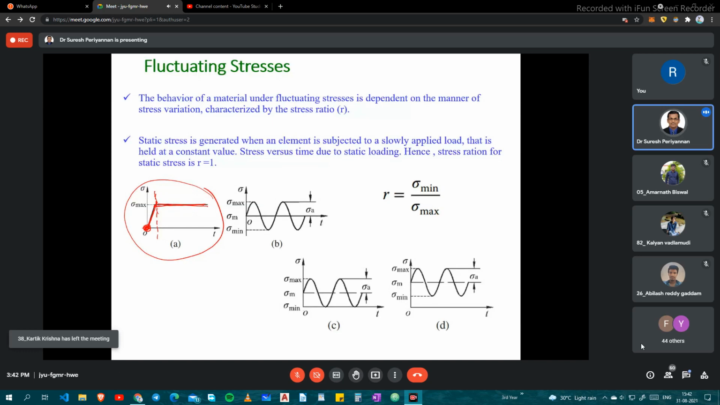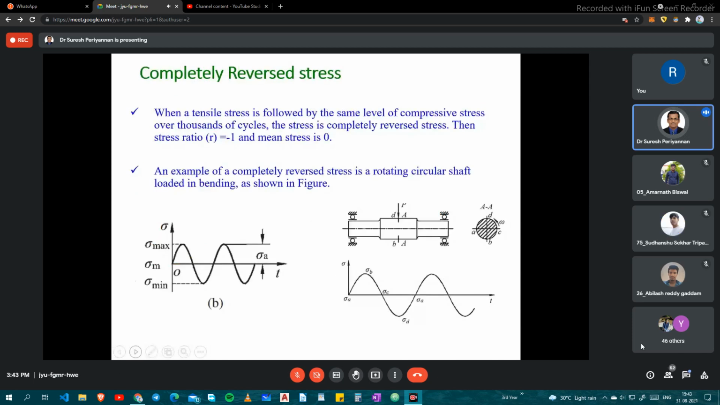Now I come to the fluctuating stress. The stress is generated in the element which is subject to a slowly applied load, I mean a load that is held at a constant value. This is the stress versus time due to static loading. Now this is the fluctuating stress. We will see the three types of fluctuating stresses briefly.